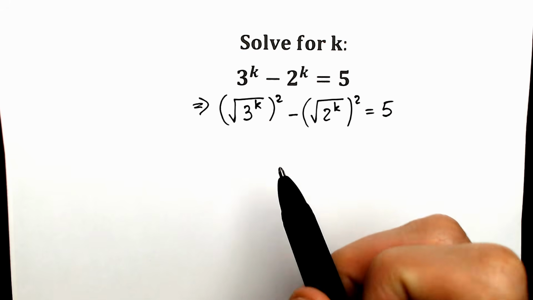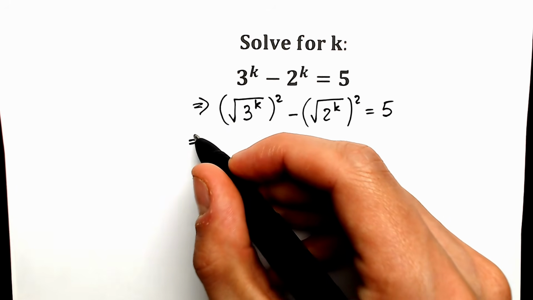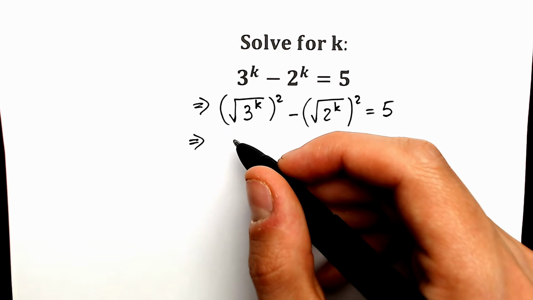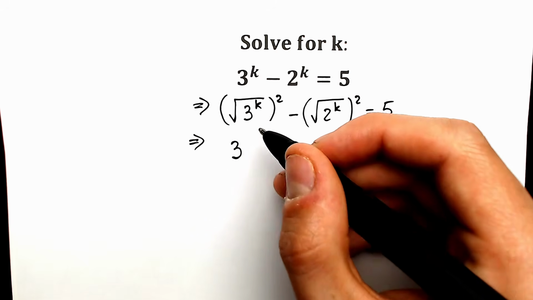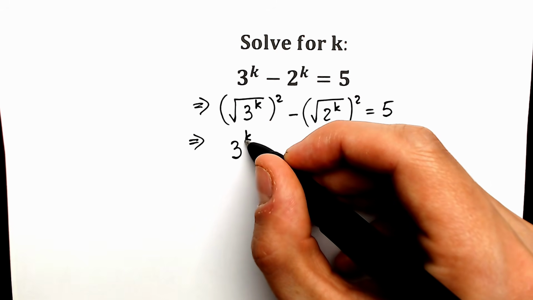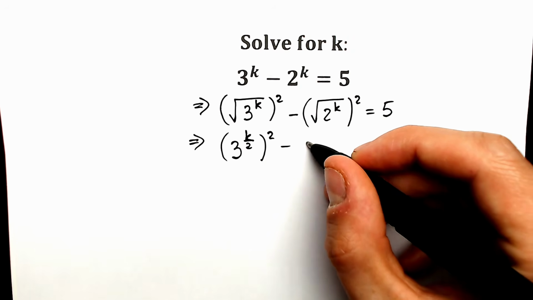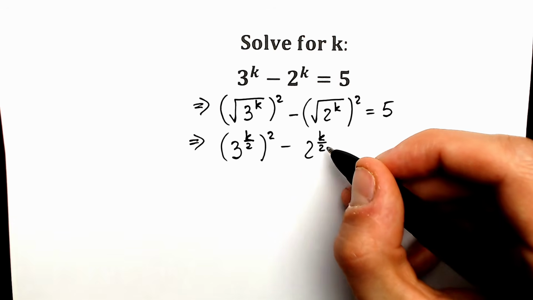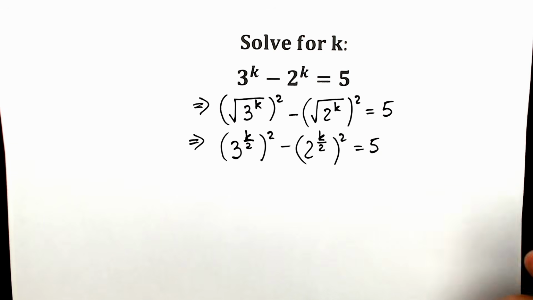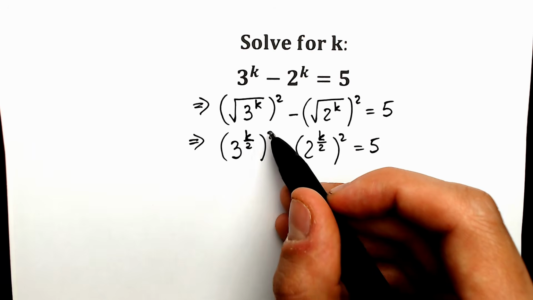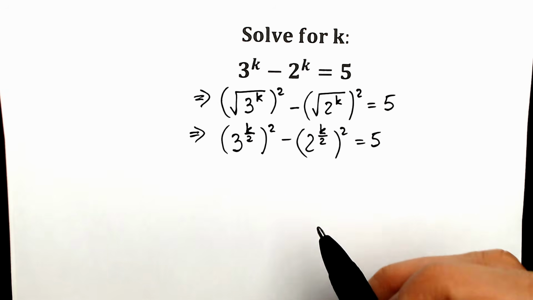So what are we going to do next? Let's write the square root sign in a different way, because everyone knows that the square root sign is the power 1/2. So we can write this as 3 to the power k over 2 raised to the power 2, minus 2 to the power k over 2 raised to the power 2, equal to 5. Basically it changed nothing, because we can easily cancel these 2, so we have the same 3 to the power k. But right now let's look at this equation from a different perspective.